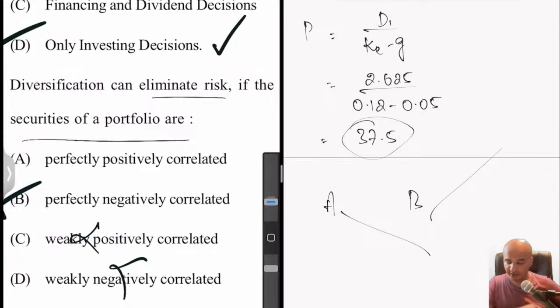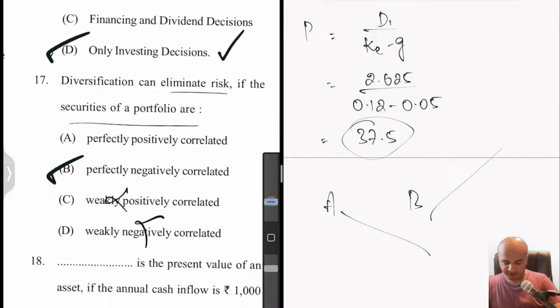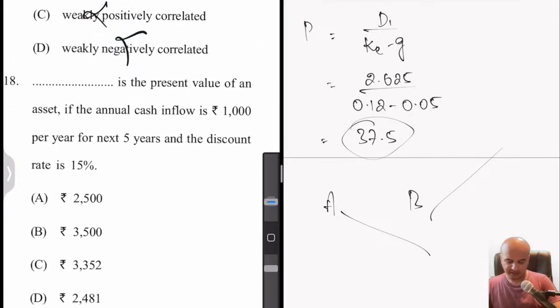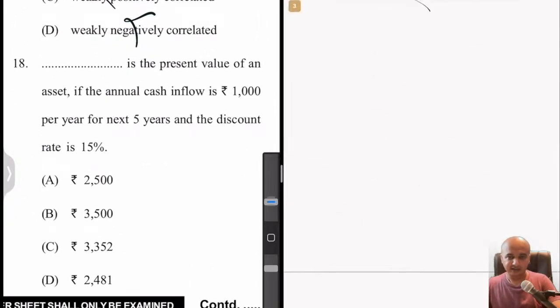Hopefully that should solve it. Anyway, that was question number 17. Let's move to question number 18. If that also doesn't solve, please let me know, Purvaja and Saranya. Let's see what I can do.